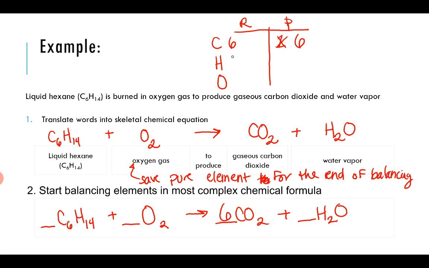On my reactant side, I have 14 hydrogens. On my product side, I have 2. So if I multiply my water by 7, then I will have 14.